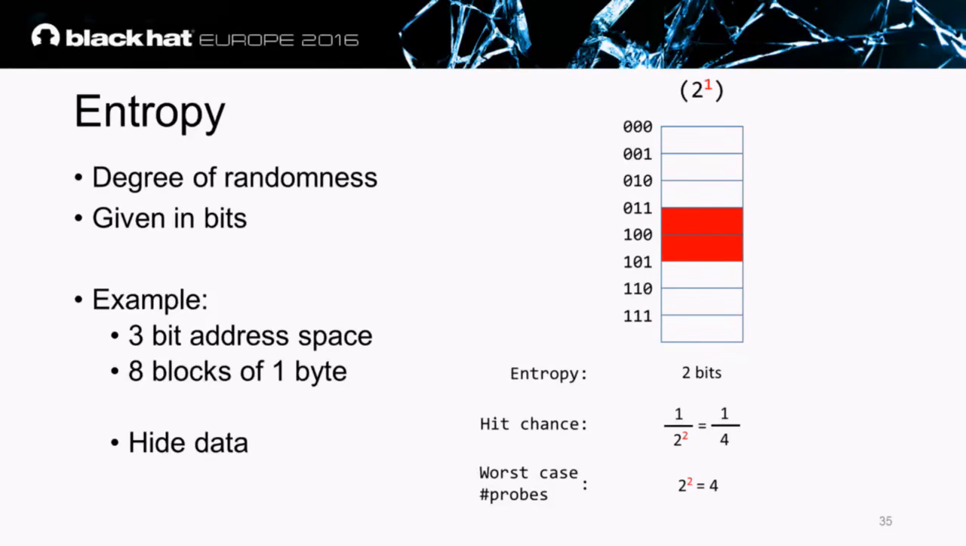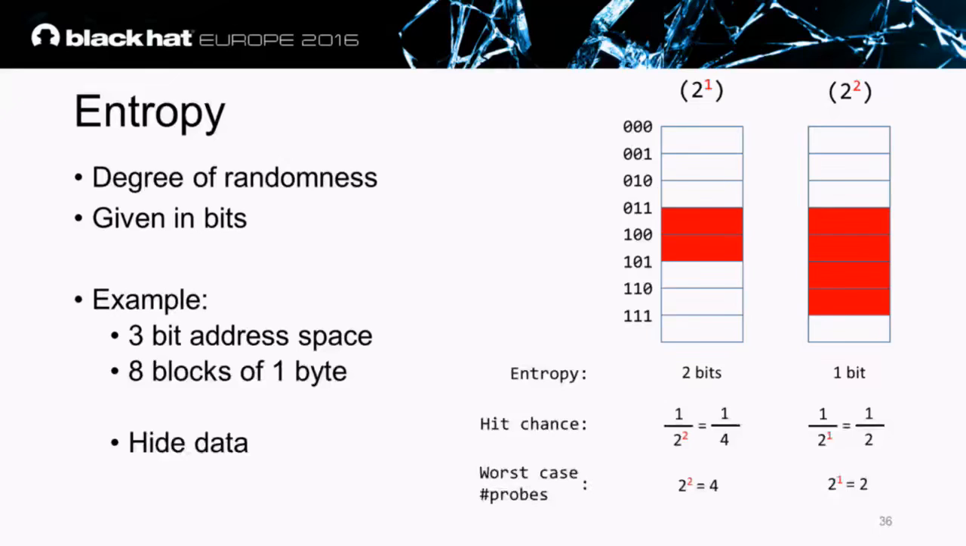From this entropy in bits, you can understand that the hit chance is 1 divided by 2 to the power of 2, which is the entropy, which is 25%. So if you try to randomly hit the SafeStack or this memory region, then your chance of hitting it is 25%. And if you have a probe capability and you're trying to probe for it, you would need 4 probes in the worst case.